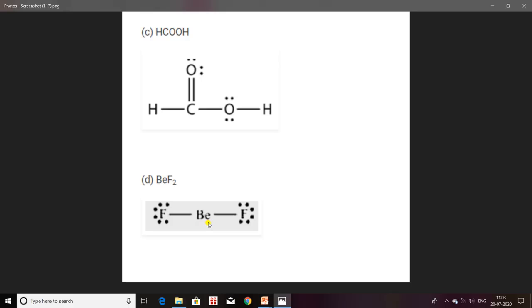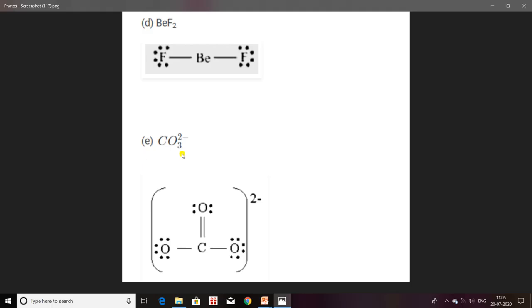Next one is BeF2, beryllium. So central atom is beryllium. Now here you can see that valence electrons of beryllium is 2. So 1, 2. And valence electrons of fluorine is equal to 7. So 1, 2, 3, 4, 5, 6 and here 7. So fluorine will complete its octet. Here also fluorine will complete its octet by sharing electron with beryllium. But now beryllium has 2 electrons and even after sharing of electrons it has 4 electrons. That means octet is not complete but still it is making the compound. Okay, so it is one of the limitations of octet rule.